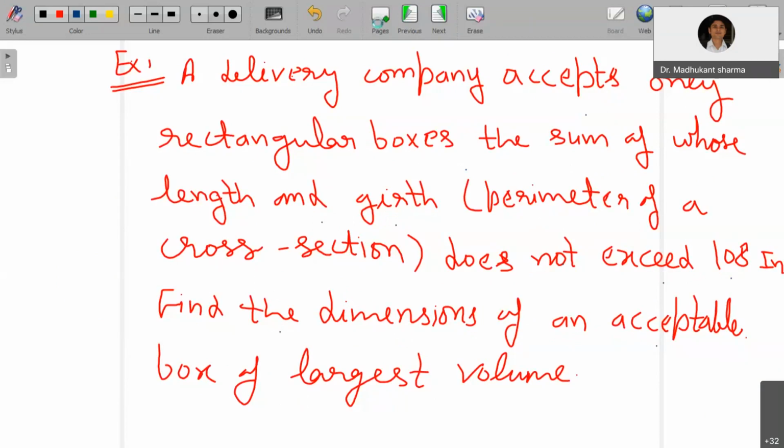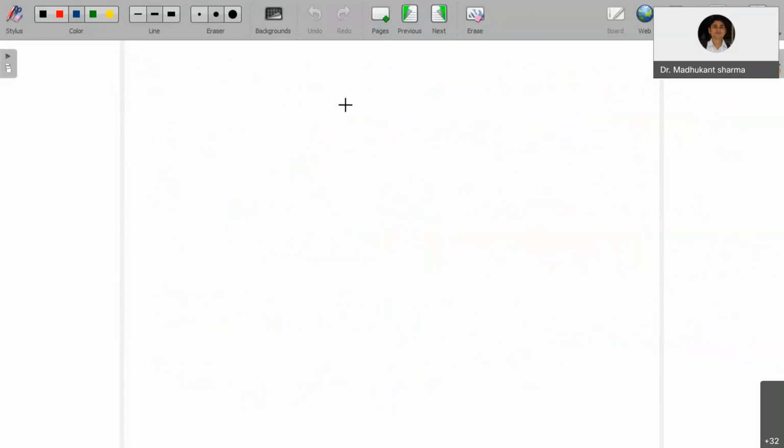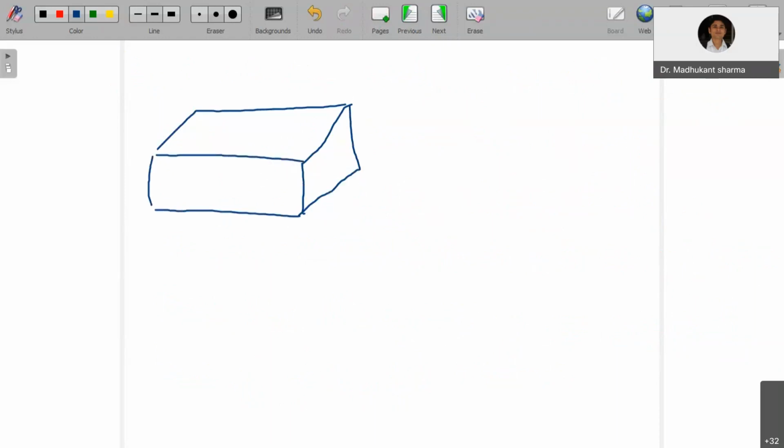So the rectangular box, how it looks like is you have a rectangular box. Okay, so you have a rectangular box. So let x be the length, y the width, and z the height. Okay, now what is the volume of this rectangular box? Volume is going to be length times width times height, x times y times z.